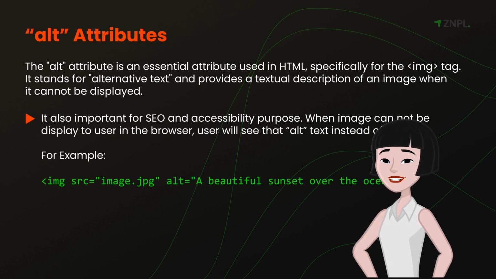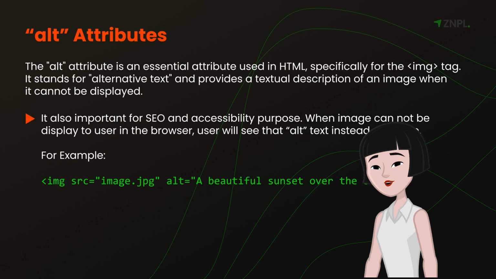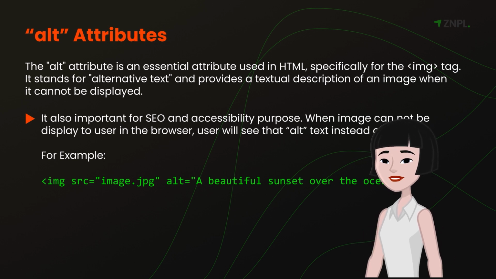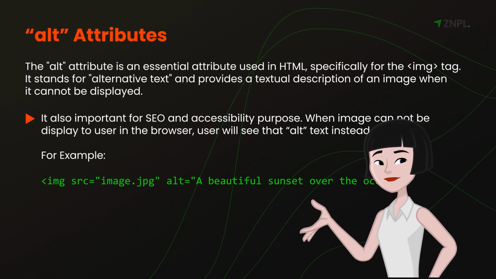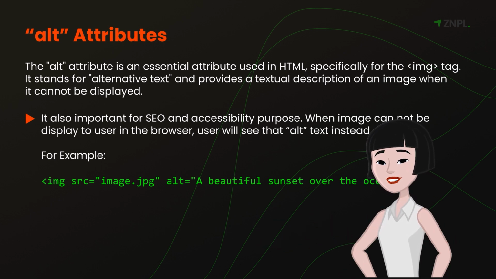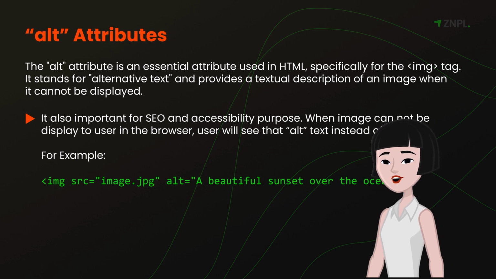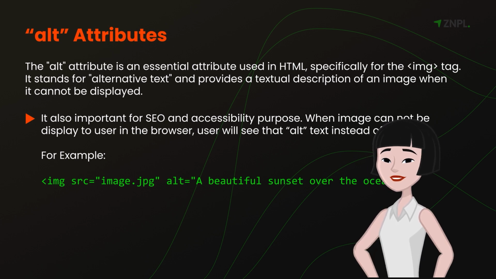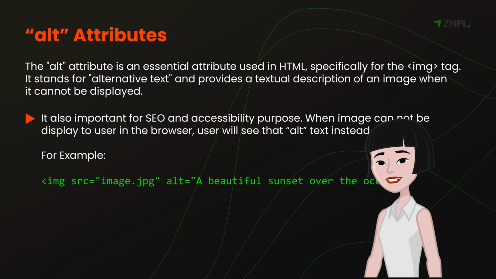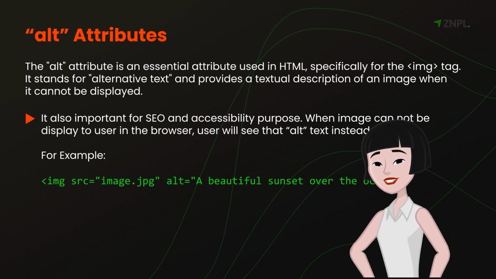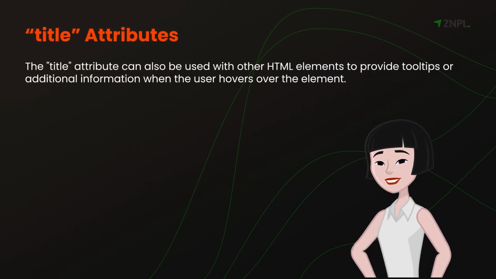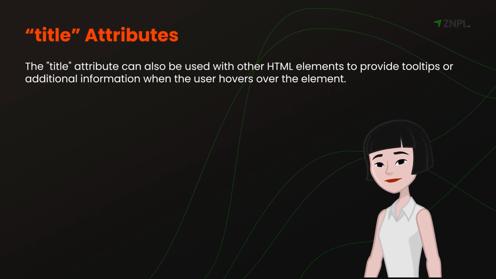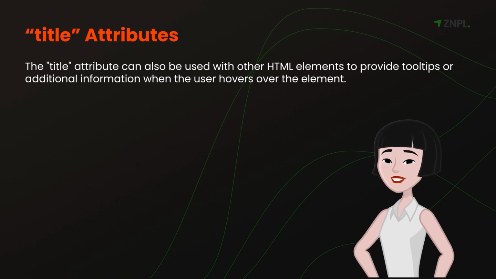When an image cannot be displayed to the user in the browser, the user will see that alt text instead of the image. For example, in this example, the alt attribute contains the alternative text "a beautiful sunset over the ocean." If the image fails to load, the text will be displayed in its place, allowing users to understand the image's content.